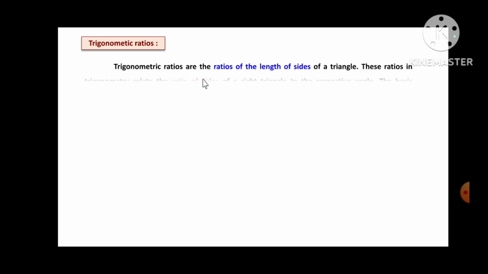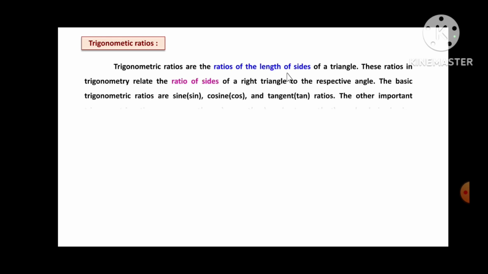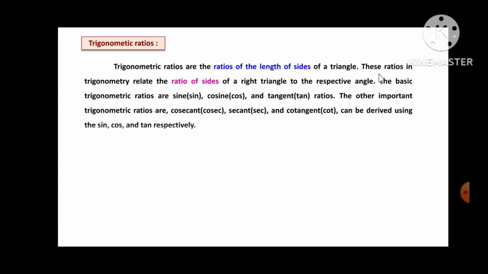Friends, now trigonometric ratios. Trigonometric ratios are the ratios of the lengths of sides of a triangle. These ratios in trigonometry relate the ratio of sides of a right angle triangle to the respective angle. The basic trigonometric ratios are sine, cosine, and tangent. In short, they are called sin, cos, and tan. The other important trigonometric ratios are cosecant, secant, and cotangent, which are also called cosec, sec, and cot.